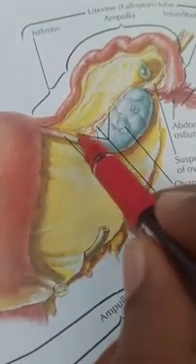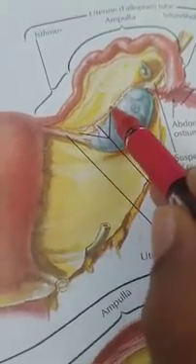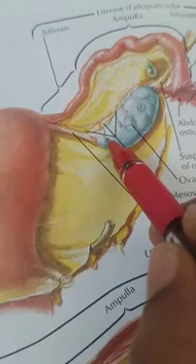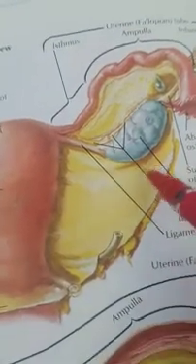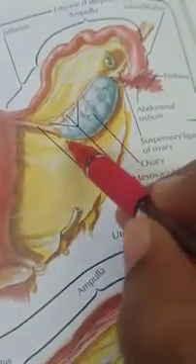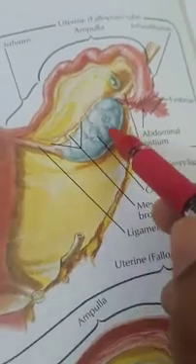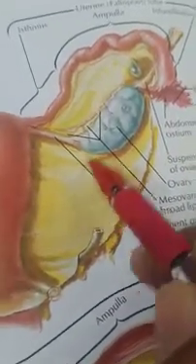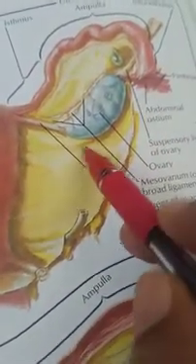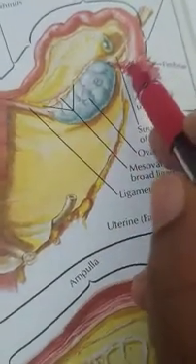So here we can see this is the mesovarium. Mesovarium is attached to the anterior border. Then posterior border. Posterior border is free border. It is convex, and this fimbria will come like this. It is related to the uterine tube.